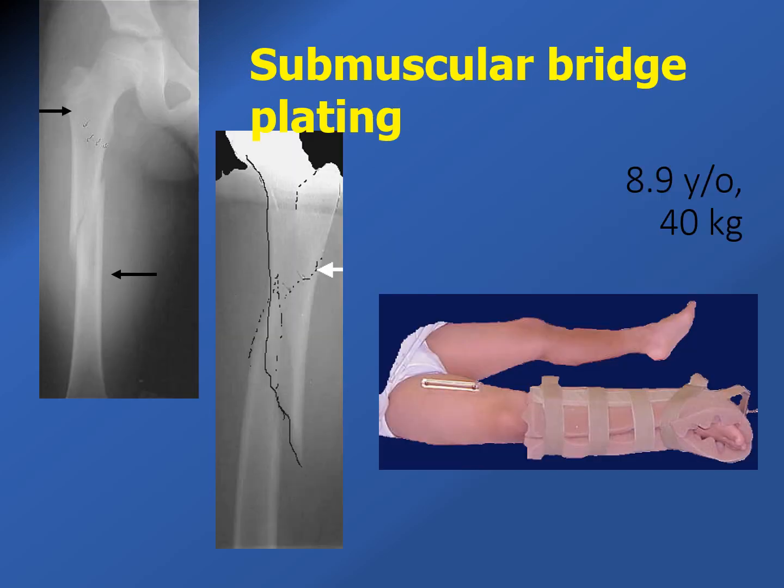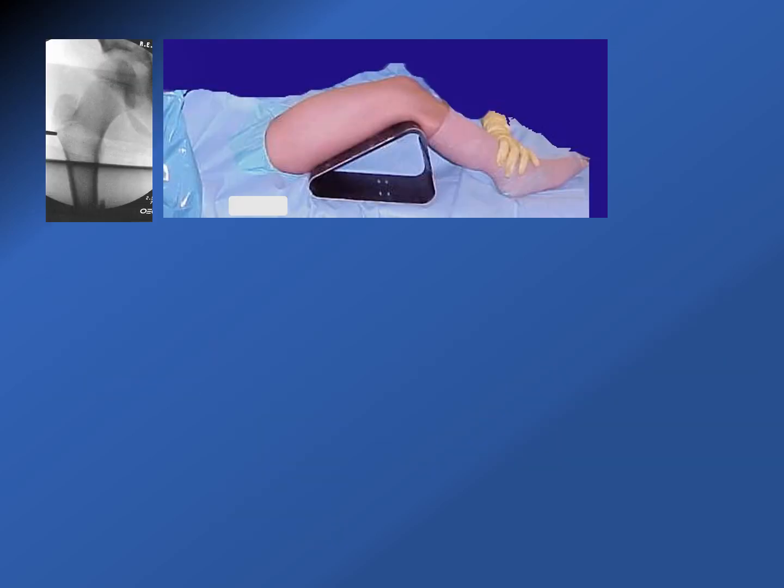With the new technique of submuscular bridge plating, as we said, you do two small incisions and you pass the plate. You see here a pediatric patient with an unstable spiral fracture. You can see the lines of the fracture in this view. This patient is about 40 kilograms. It's an unstable fracture because it's a spiral fracture, so we decided to do submuscular plating.